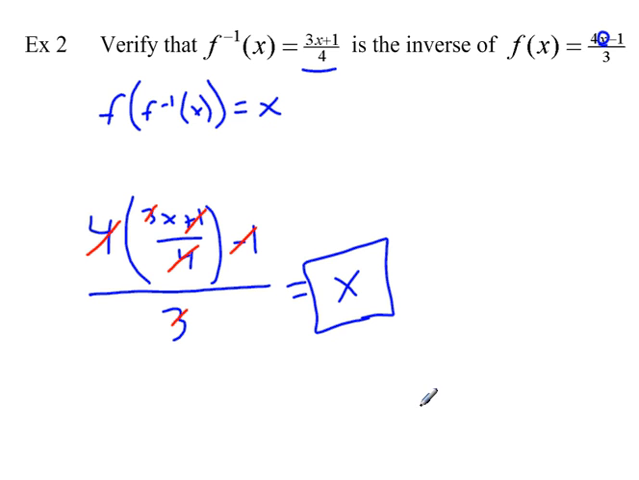So to verify two functions are inverses, take one, and actually you could take either one, plug it into the other one. If it all simplifies to x, then yes, they are inverses.